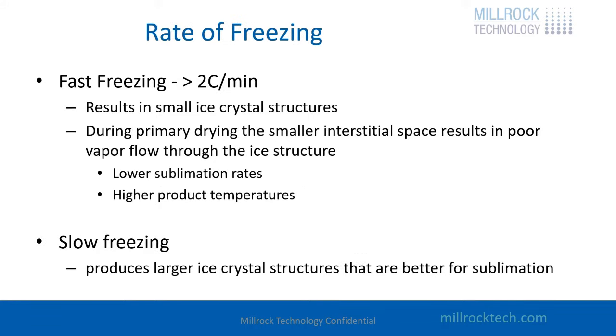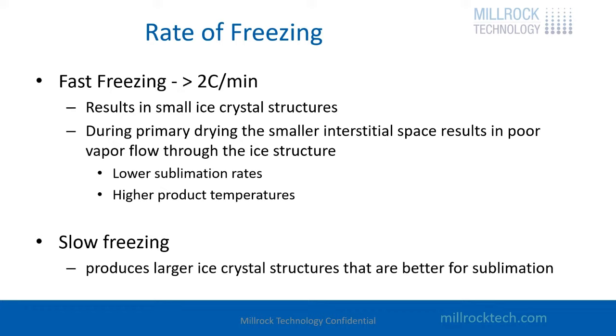All right, so how does the rate of freezing affect the process? It actually has a very big impact on it. First, we'll discuss fast freezing. Now, fast freezing for this discussion is going to be anything greater than 2 degrees C per minute. Typically, a ballistic freeze would be something like if you put your product into a freezer and just let it get cold as fast as possible. Number one, that's uncontrolled, and number two is probably a rate faster than 2 degrees C per minute.